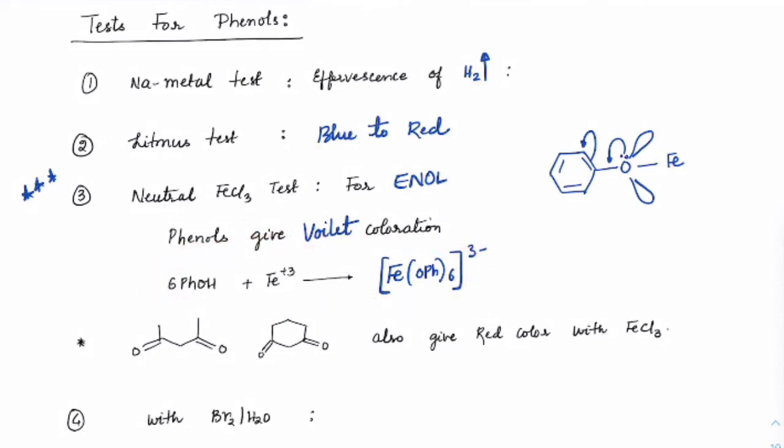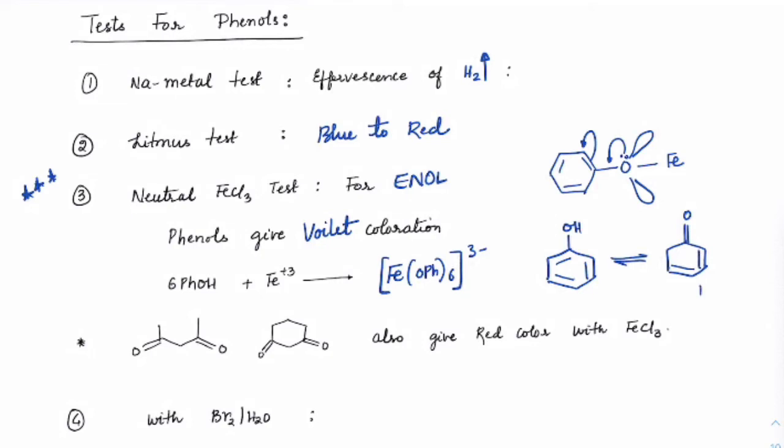Our idea here is only to understand that as long as an enol is present, it will give coloration with Fe3+. So this is used as a confirmation for enols. And what is phenol? Phenol is an enol only, right? Phenol is an enol which is aromatically stable. Otherwise, if you write its keto form, this would be the keto form.